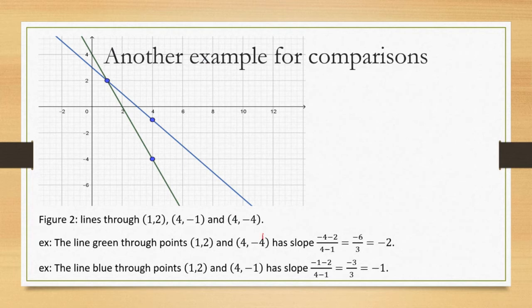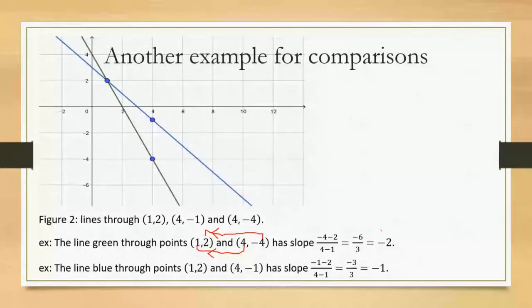Well, change in y. So let's do -4 minus 2, right? So from the second to the first point. And then we divide by the corresponding change in x. So we have 4 minus 1. Corresponding change in x: -4 minus 2 on top, 4 minus 1 on the bottom. -6 over 3, which is -2. Okay. So this line has a negative slope now.